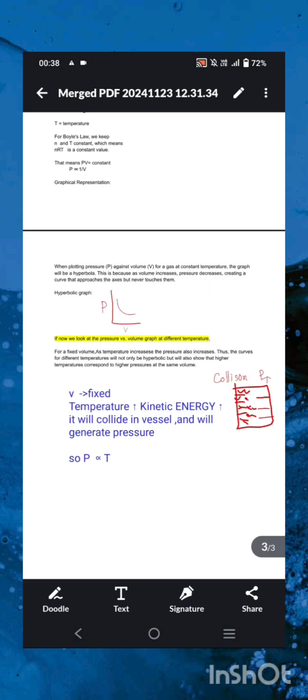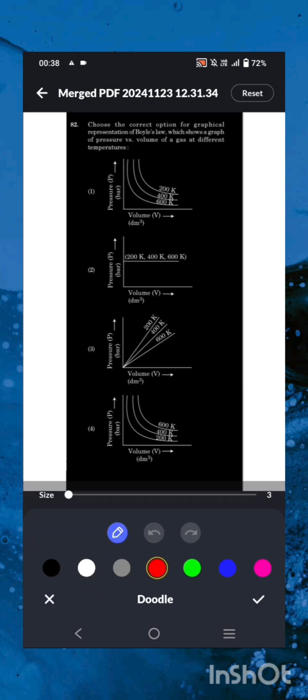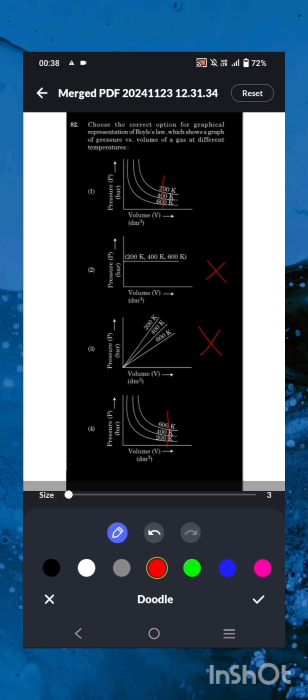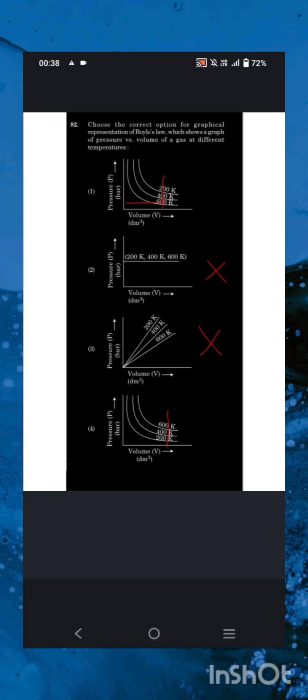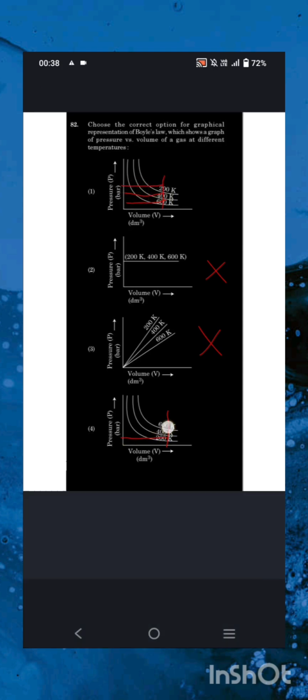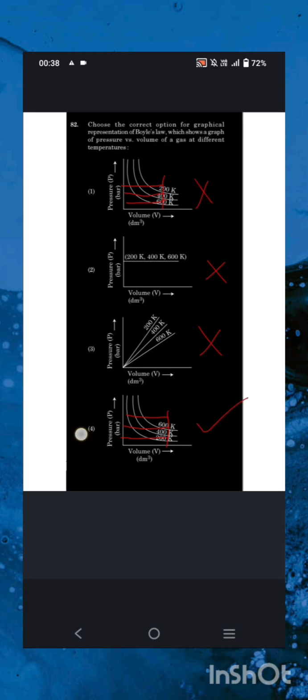Now, from the given options, 2 and 3 can never be the answer because they are not presenting a hyperbolic graph. Now we have to find the answer between 1 and 4. At a fixed volume, we will get the corresponding pressure, because if temperature is increasing, pressure will increase too. In option 1, it's showing at 600 Kelvin pressure is less, 400 Kelvin pressure is a little bit higher, and 200 Kelvin pressure is highest, which can never be the answer.